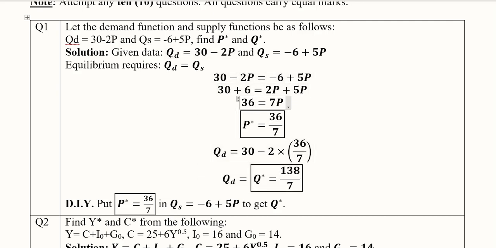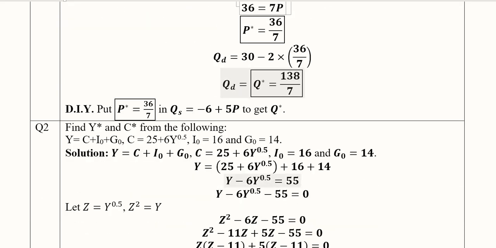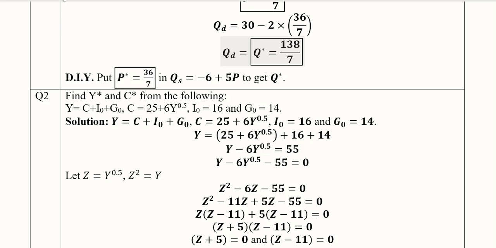So further work is left for you. You can try to find the equilibrium output by using the supply equation, and we can put this value here. And this is a small DIY for you. Do it yourself and try to find out that the answer of Q star is the same or not. It should be the same, but the verification is quite useful and affirming.